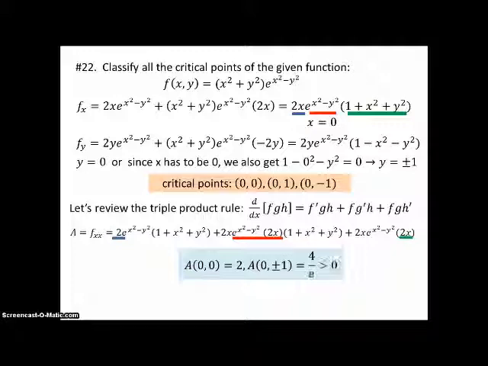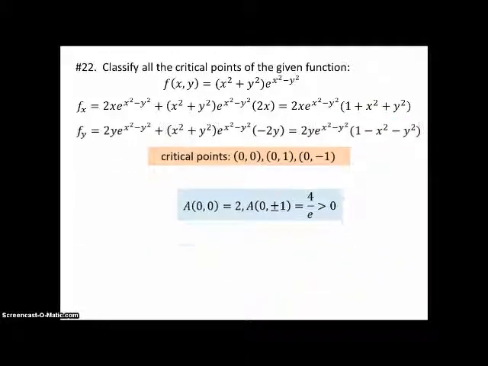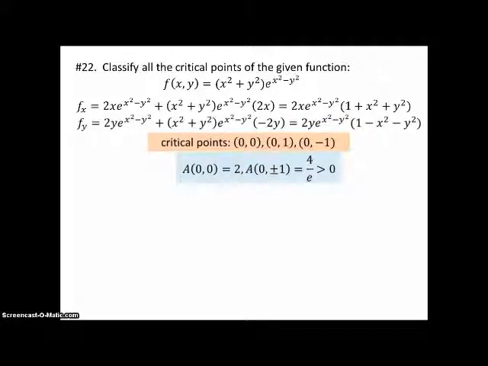Now to get a, we just plug in the values. You don't have to simplify this. And so we get a is 2 at 0, 0, and 4 over e at the other 2 points. So a is always positive. Now we need to clean this up a little bit because I don't have enough room to continue.